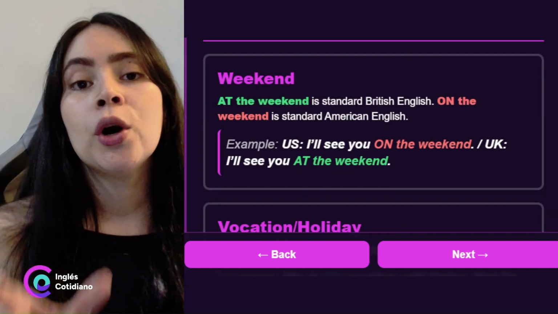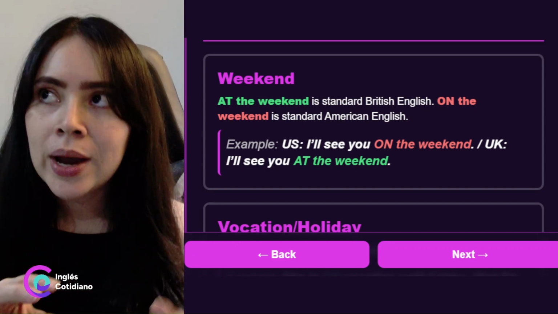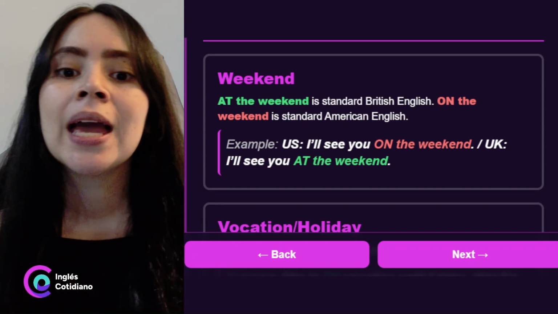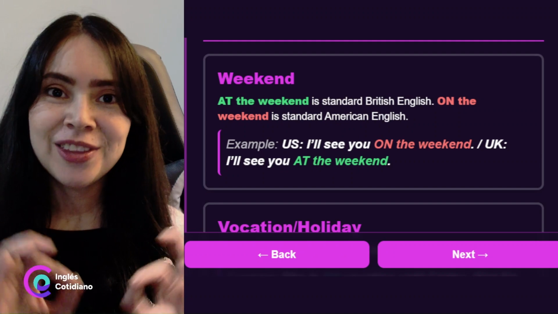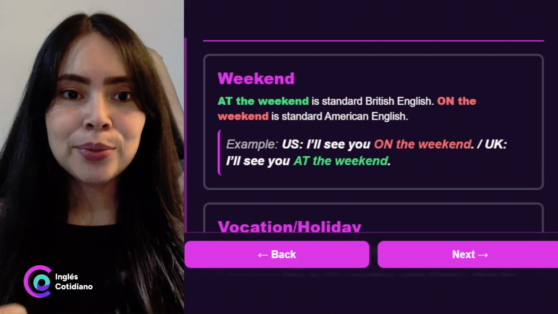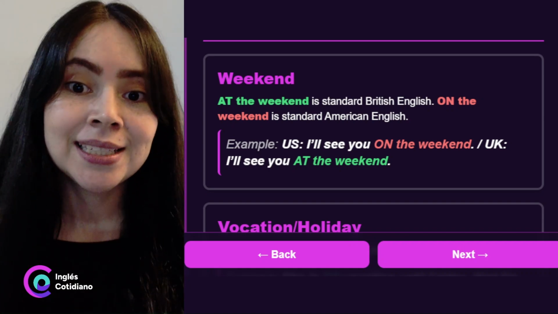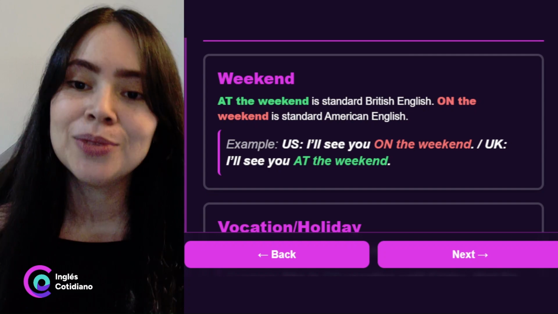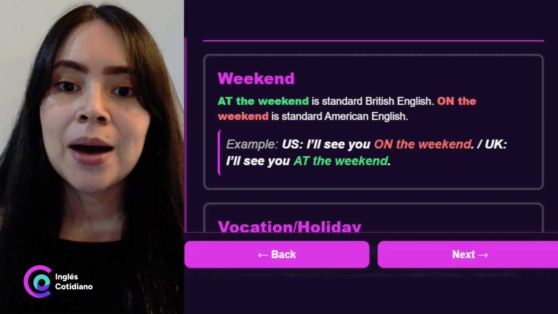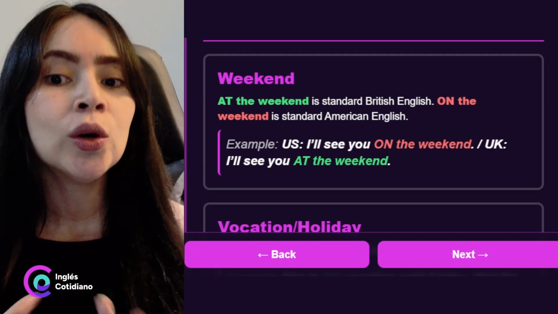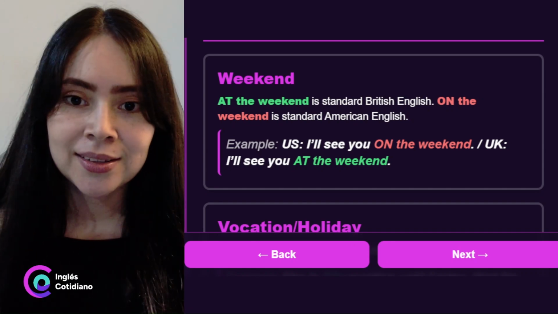For example, the word weekend. We have two different ways to use the word weekend. At the weekend is standard British English. So this is common in British English. On the weekend is American English. It is more common, commonly used in the USA. Example, USA: I'll see you on the weekend. UK: I'll see you at the weekend.